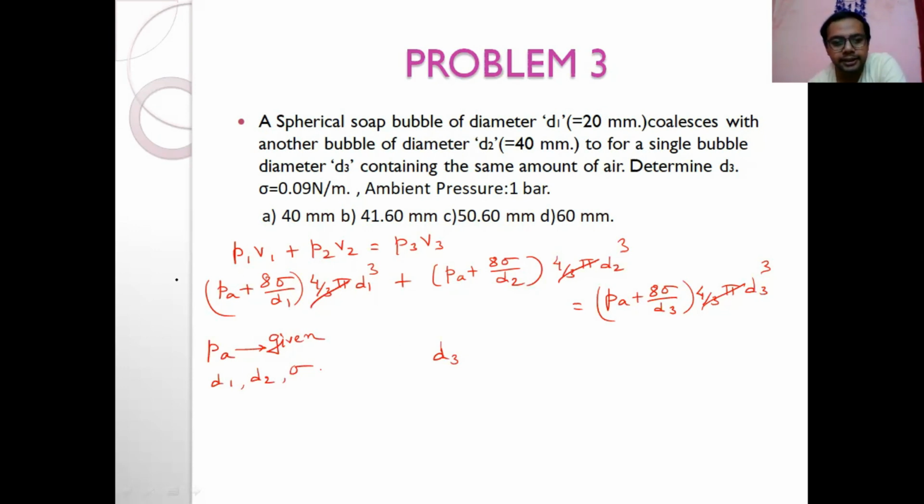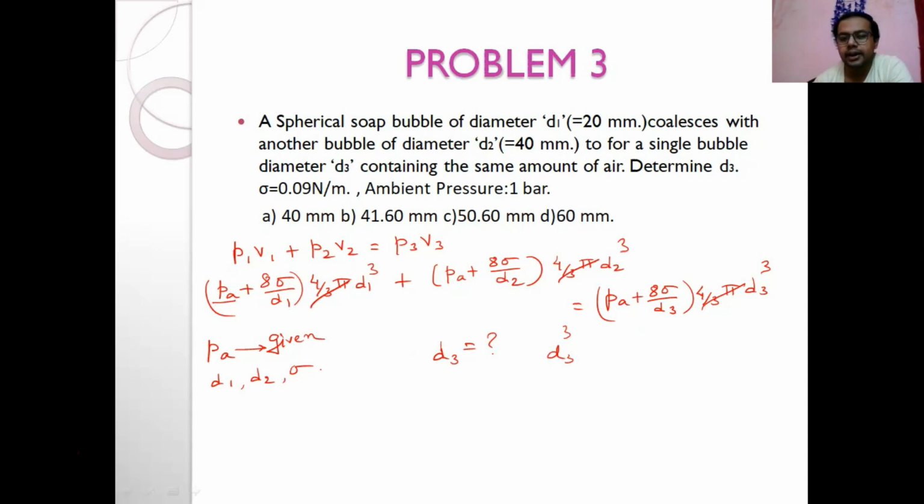So here the left hand side is fully known. Pa is given, sigma is given, D1 is given. Similarly, D2 is given. So everything is given. The left hand side is fully known, the right hand side is unknown. The unknown on the right hand side is D3. It will come in cubic form, D3 cubed.